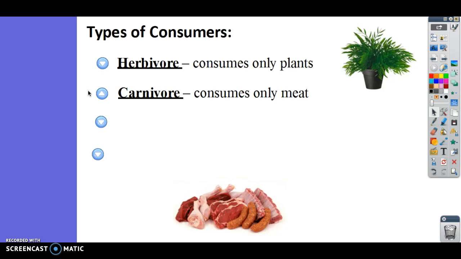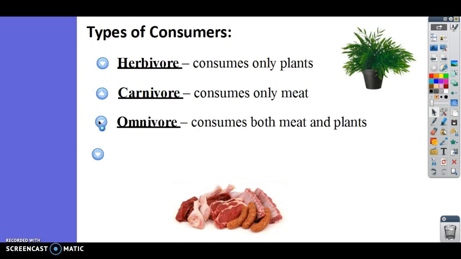Maybe a hawk. A hawk will eat mice and snakes, but it doesn't really eat plants, so it would be considered a carnivore. Carnivores don't eat plants, they only eat meat, which comes from other animals, other living things. Maybe they eat insects, small rodents, or larger animals. Snakes are carnivores, they typically don't eat a lot of plant material.